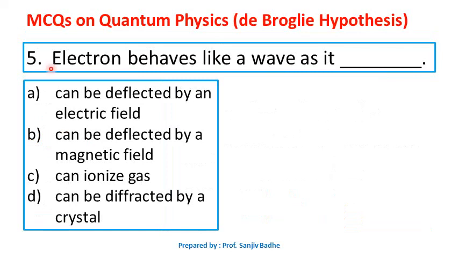Question number 5. Electron behaves like a wave as it can be deflected by an electric field, or can be deflected by a magnetic field, or it can ionize gas, or it can be diffracted by a crystal. So which option is the correct option here?